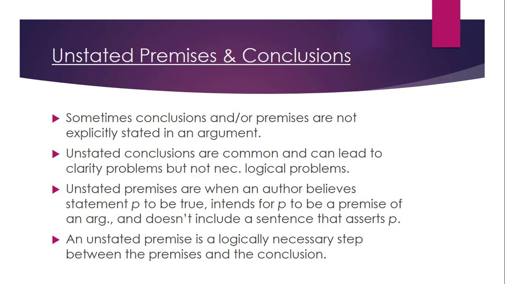So let's move on next to unstated premises. These are when an author believes some statement, let's say it's P, to be true. Also, the author intends for P to be a premise of an argument and doesn't include a sentence that asserts P. So this is what an unstated premise is. An unstated premise is a logically necessary step between the premises and the conclusion.